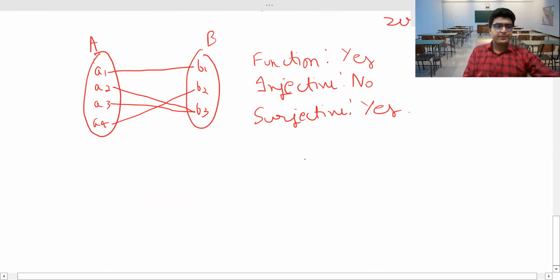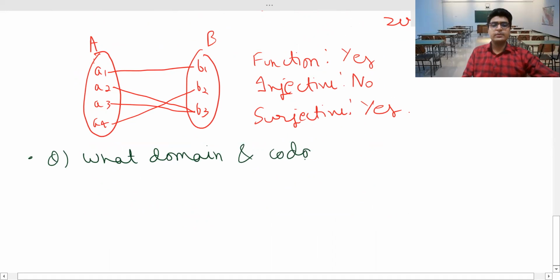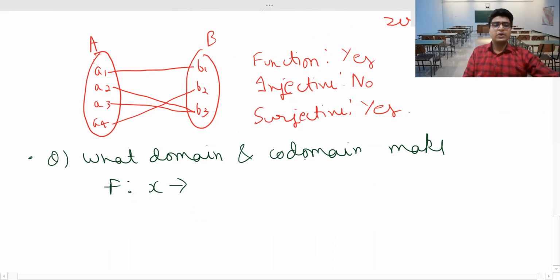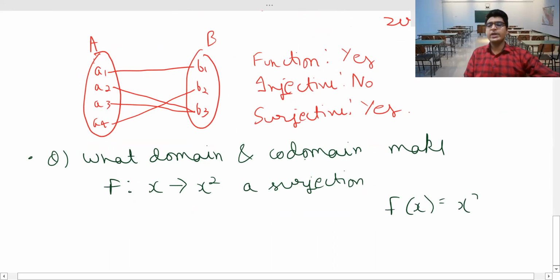Let's pick a question. Question is that what domain and codomain make this function f, which is basically x square, a surjection. Question is basically that if the function is equal to x square, for what domain and codomain will it be a surjective function? That's the question. Question clear?